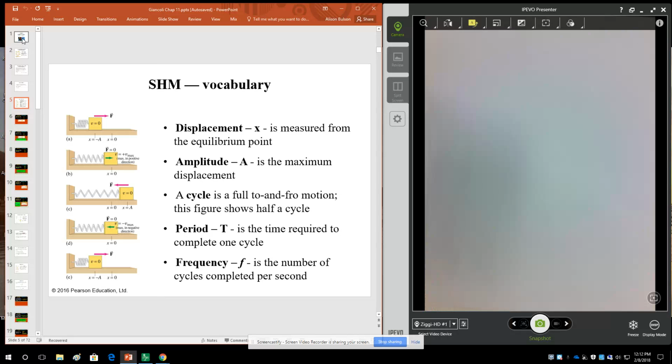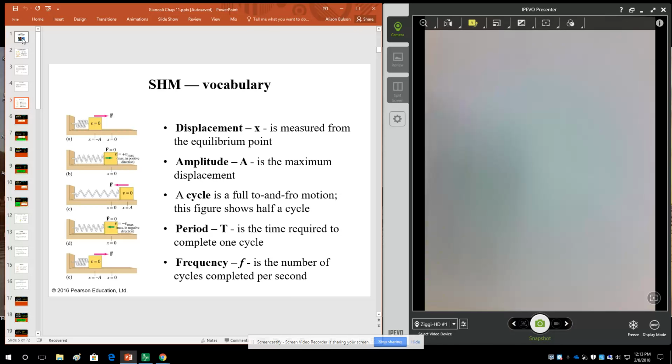Let's talk about some vocabulary. Some of this is review. So again, displacement, which we term x, is measured from that equilibrium position. We use a sign to indicate direction, positive to the right and negative to the left. Amplitude, capital A, is, I think, new to us. Amplitude is the maximum displacement the block-spring system undergoes. So amplitude is as far as it goes to the right or as far as it goes to the left. It's positive or negative.